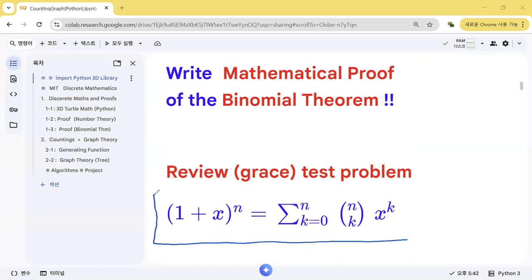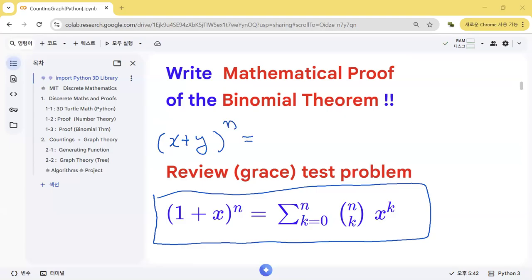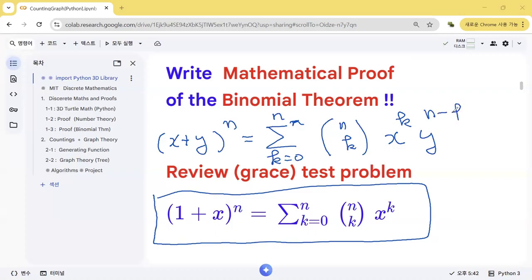In the review Gray's test problem, this problem will be given. But the final examination will be this one: sigma k equals zero to n, n choose k, and then x to the k, y to the n minus k. But it doesn't matter. This kind of thing.